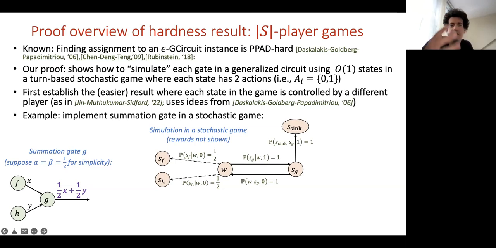And you have to set up the rewards in a way that in any CCE of this game, the probability that this agent plays one is equal to, if you're simulating this gate, the average of the probability that these two players play one. And what we show is we can do it, and we can do it for every gate of the arithmetic circuit SAT problem. Let me not get into the details more than what I just did, but you can simulate that, and then you can paste all the gates of the generalized circuit problem into one big stochastic game to make sure that any CCE of the stochastic game will give you a solution to the generalized circuit problem.